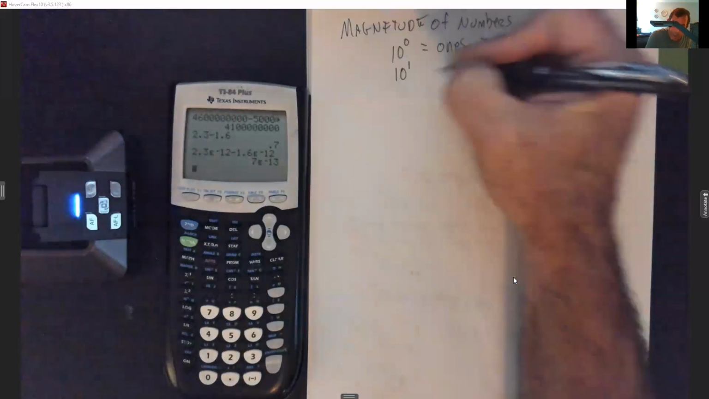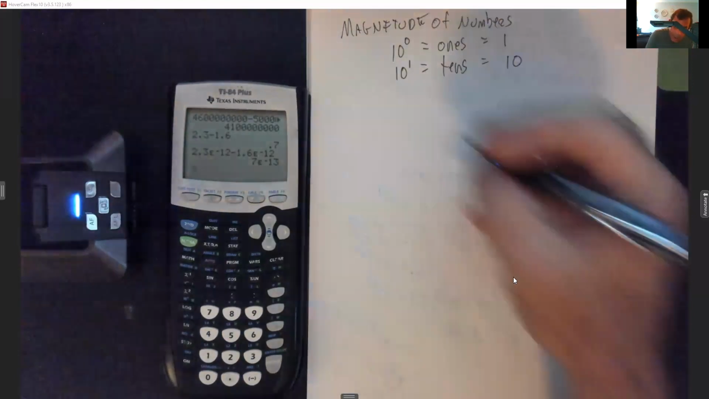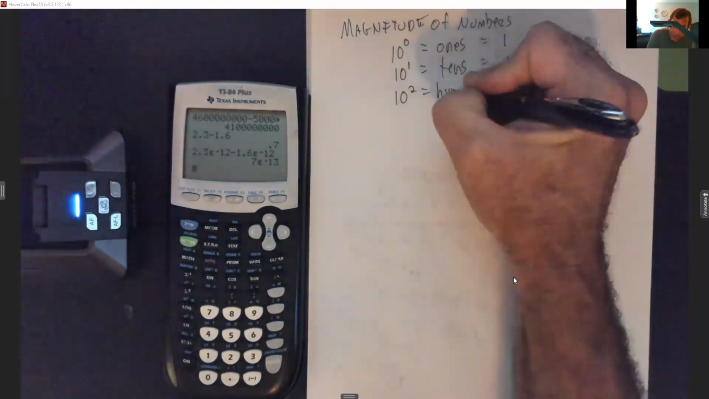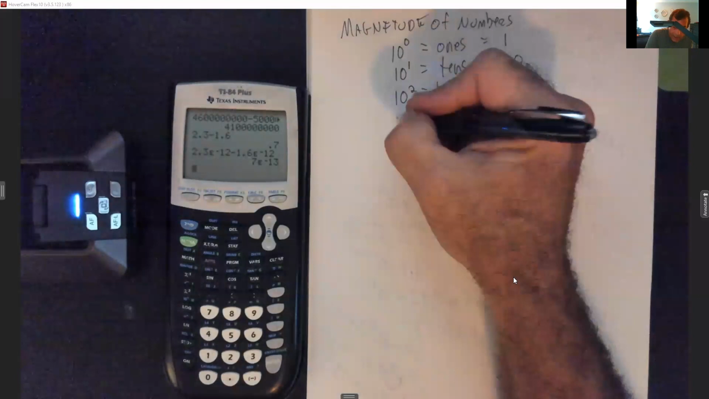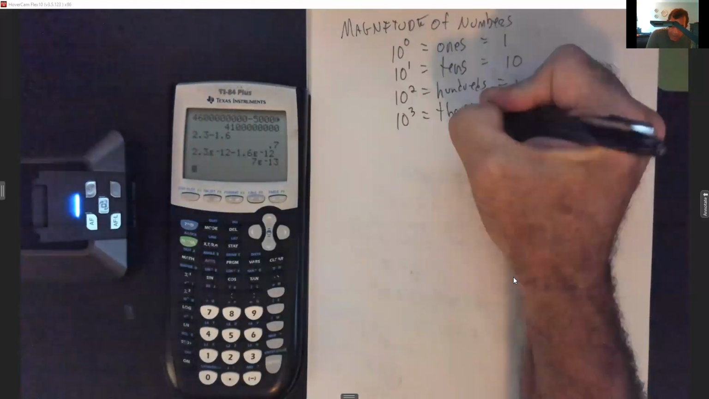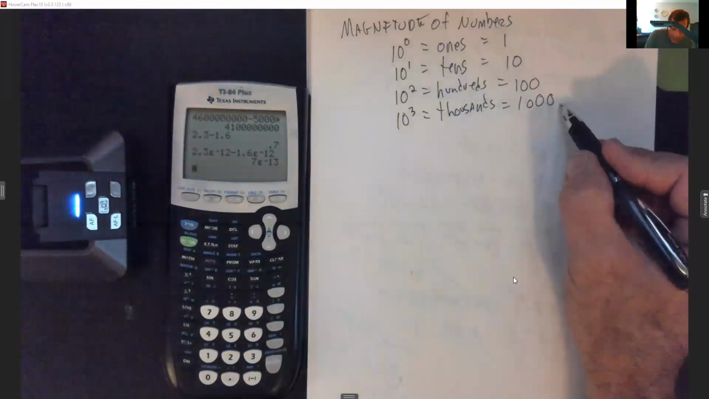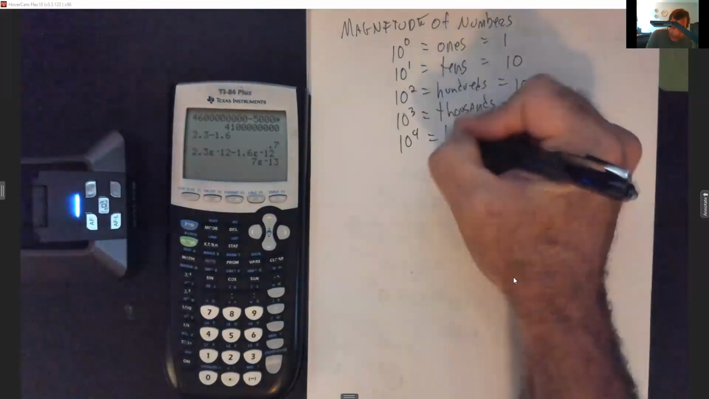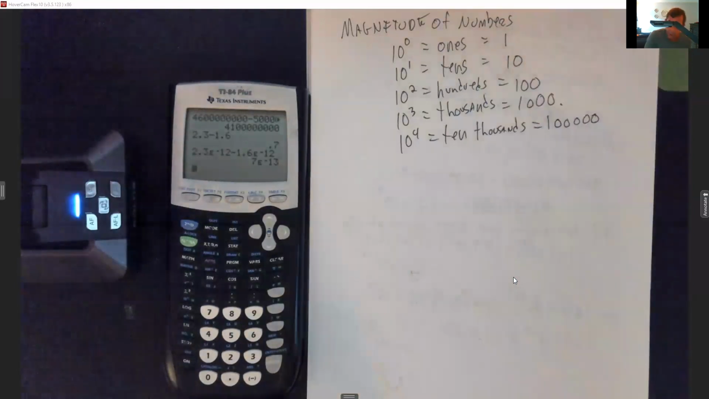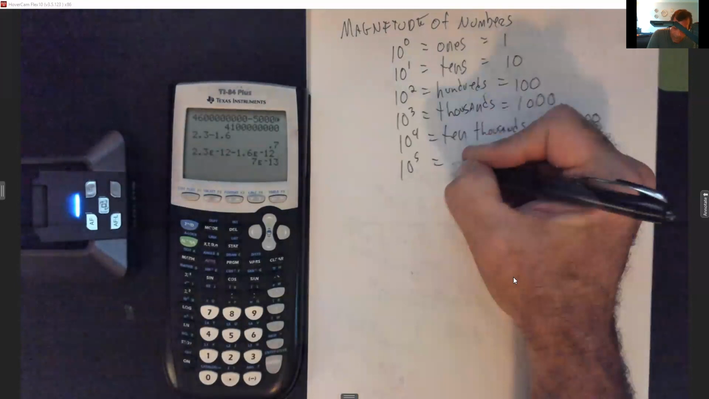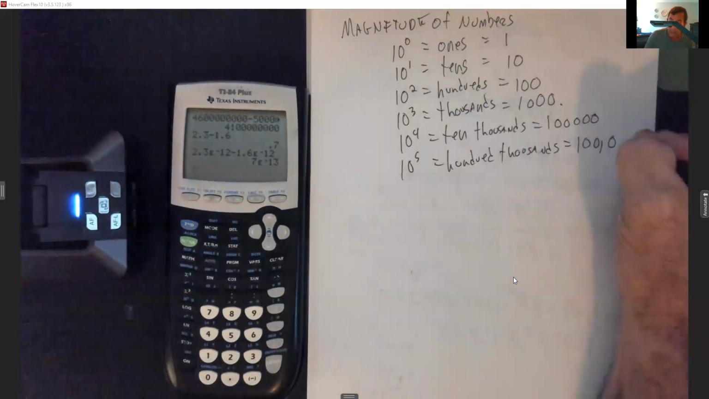10 to the first is what we call the tens unit, and that would equal 10. Then you have 10 squared, which is the hundreds. 10 squared is 100, 10 times 10. All right, 10 to the third is the thousands. That is 1 with 3 zeros. So whatever that exponent is, that's how many zeros I'm writing. 10 to the fourth would be the 10,000s. That'd be a 1 with 4 zeros. What's next? 100,000s would be 10 to the 5th. So that'd be 1 with 5 zeros.